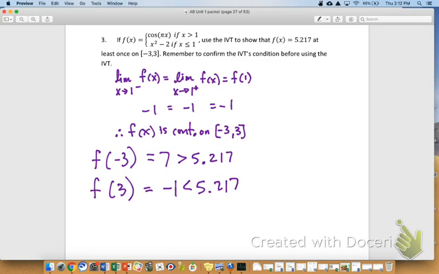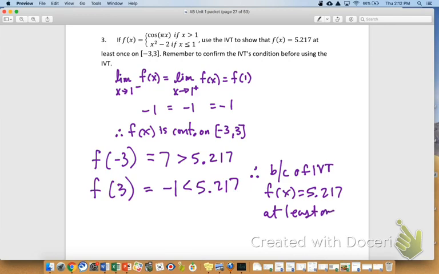So all I have to do now is just say, therefore, because of the IVT, f of x must equal 5.217 at least once on my interval, -3 to 3. That make sense? So just tie it back to what was asked in the beginning. If you proved continuity and you got your target value, they basically bracketed your target value, now you've got all the elements there. You just need to say, I proved it, and here it is.